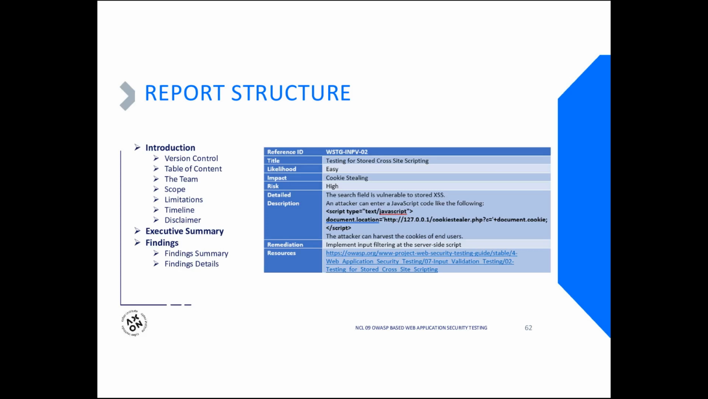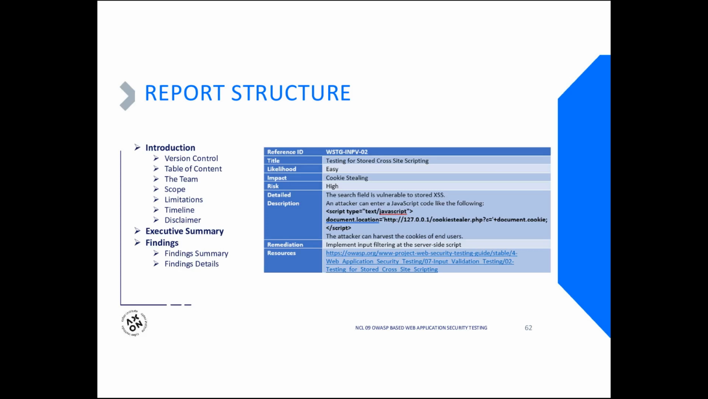will mention the likelihood of the vulnerability, the impact, and the risk. So likelihood: it is so easy to exploit this vulnerability. And the impact would be something like cookie stealing. The risk can be high, medium, or low. Since it is easily exploitable and the impact is high, then the risk is high.